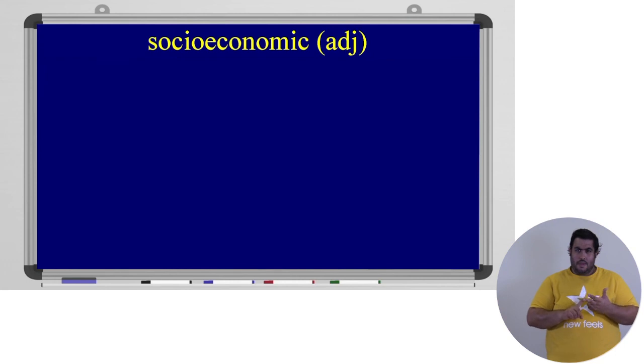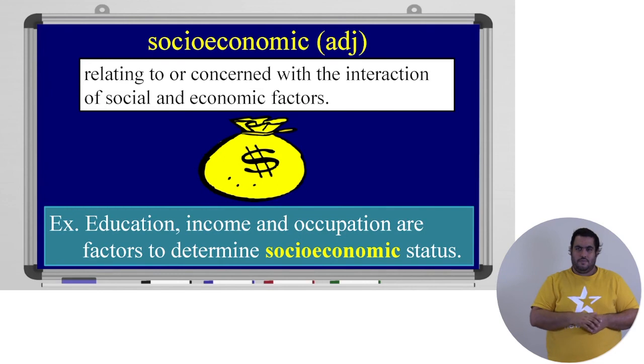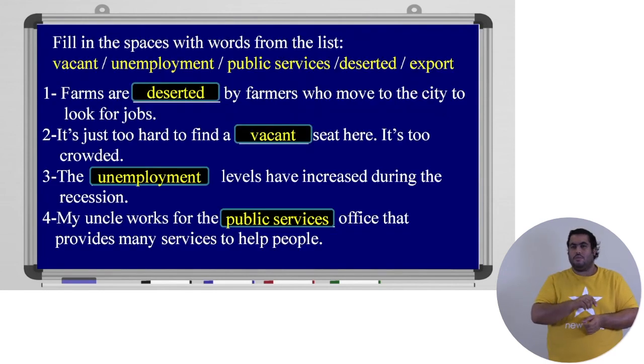And we have the word socioeconomic. Socioeconomic is anything related to social and economic factors. For example, education, income, and occupation are factors to determine socioeconomic status. Check your answers and try to figure out and then come back to take a look at the correct answers.